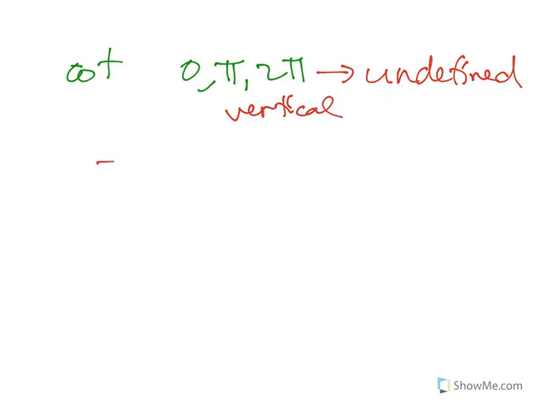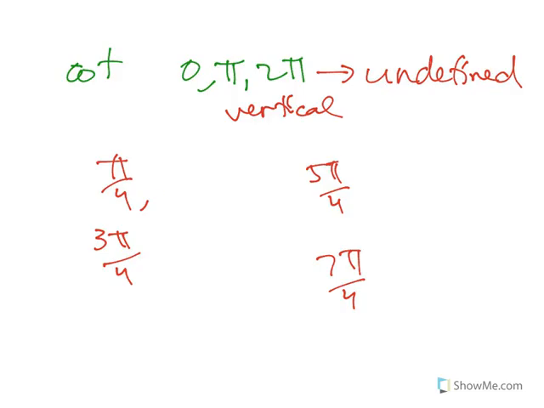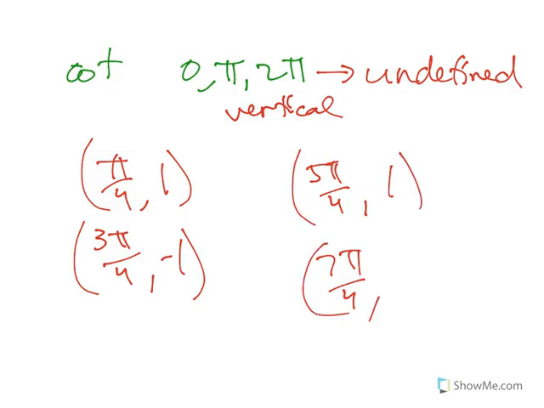If you think about our pi over 4, our 3 pi over 4, 5 pi over 4, and 7 pi over 4, which we just found, those are going to be the same. Because we have x over y, y over x, if x and y are the same, just maybe different signs, it doesn't matter which one we go by. So our pi over 4 is still going to be pi over 4, 1, 3 pi over 4, negative 1, 5 pi over 4, 1, and 7 pi over 4, negative 1. Those are going to stay the same.